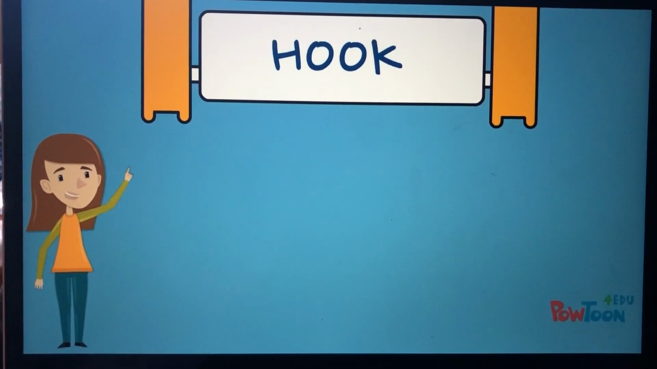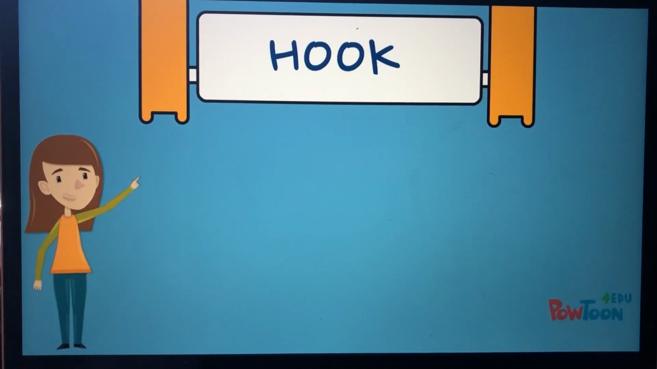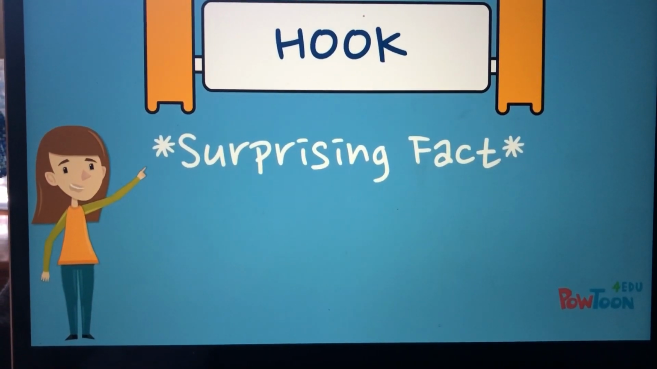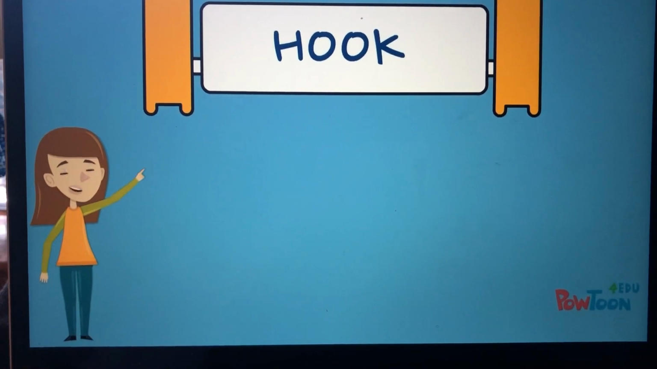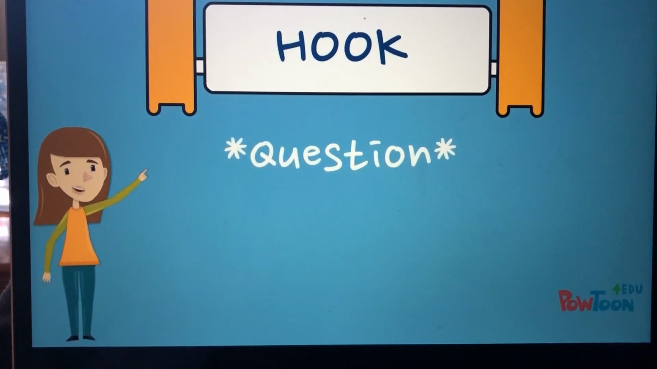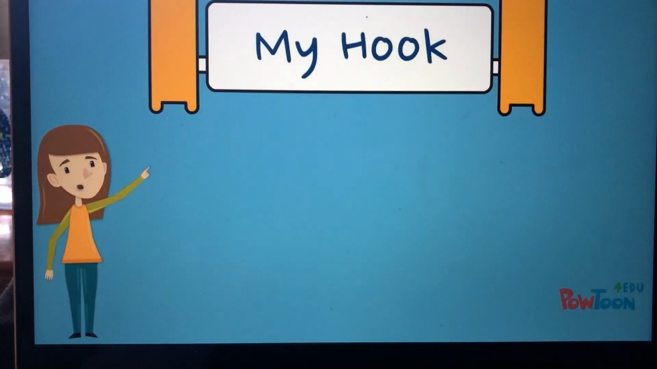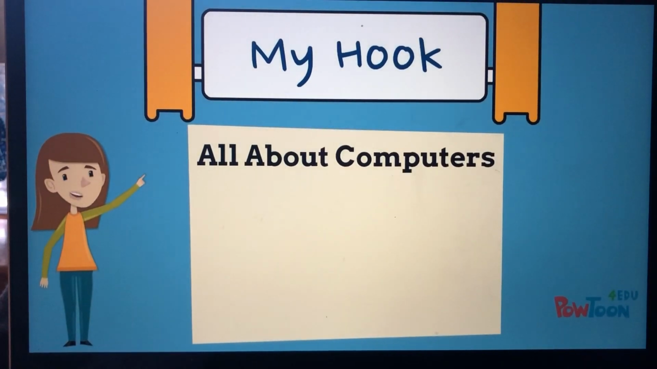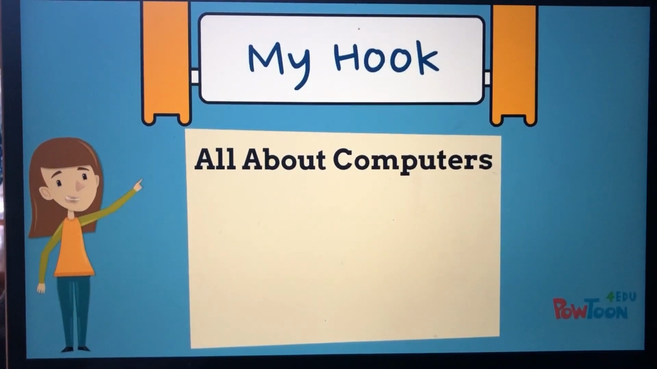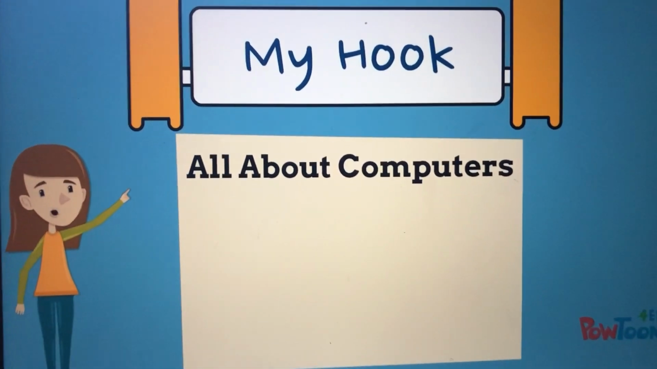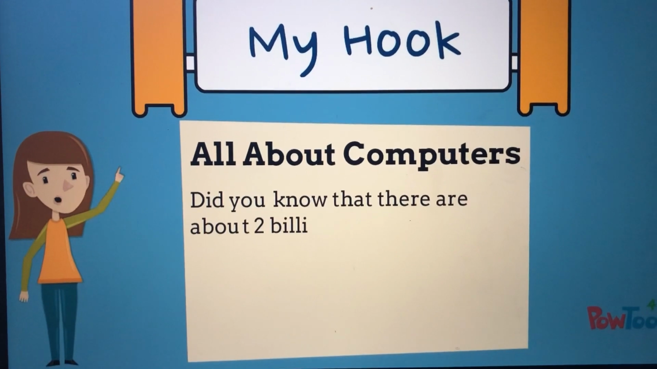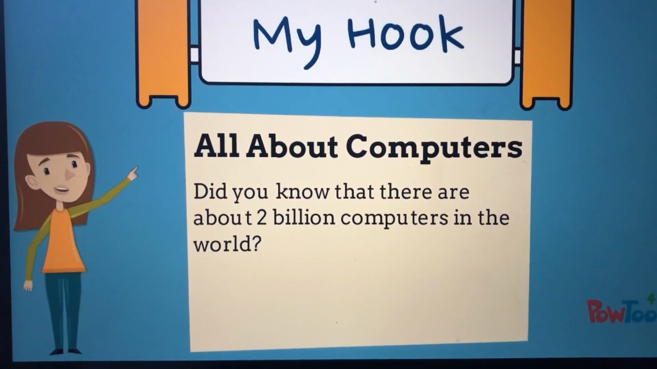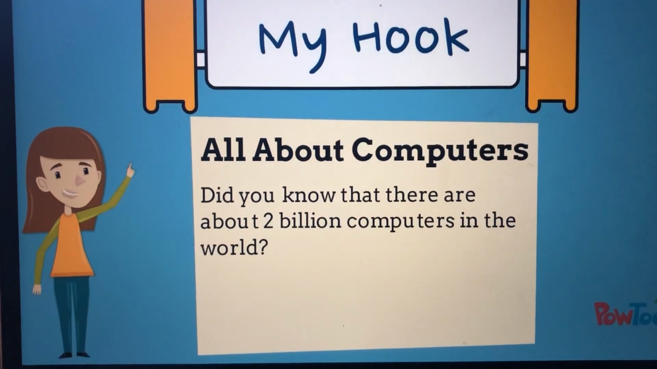Hooks. We've talked about this before in writing. How are you going to get the reader engaged? Ooh, you could start off with a surprising fact. Or you could ask a question. Have you ever? Did you know? So our hook is going to be all about computers. So one of our suggestions could be start with a question. Did you know there are about 2 billion computers in the world? That's a surprising fact that people will want to know more about.